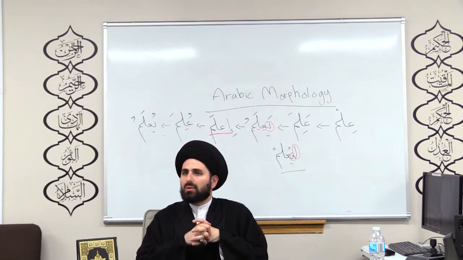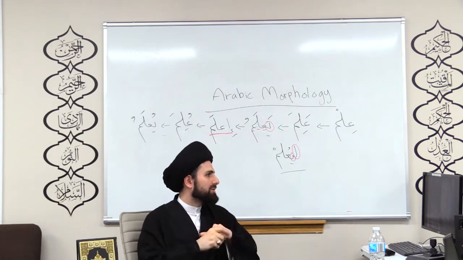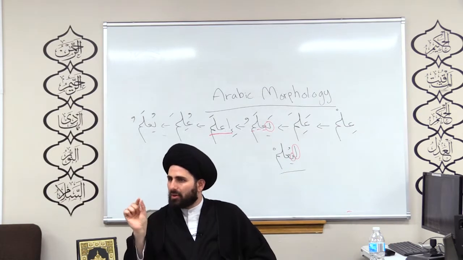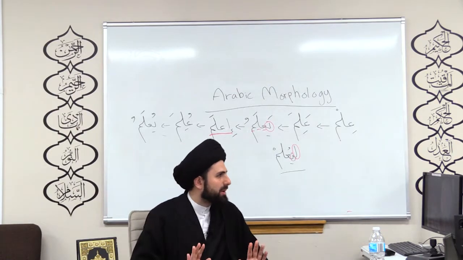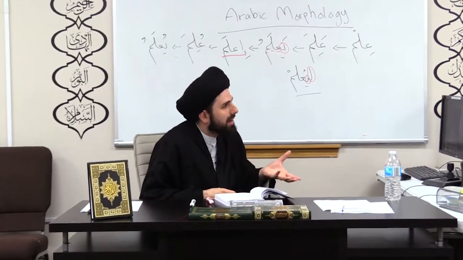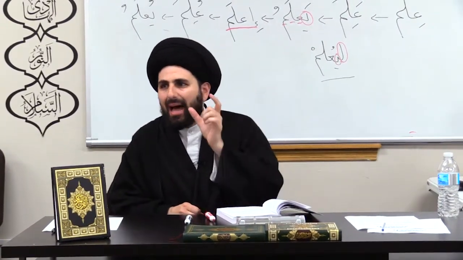Now when it comes to Arabic words, not particles, nouns, what is the minimum number of letters in Arabic that form a word? 3. Every Arabic noun, not a preposition like fi. We're not talking about the particles and the huruf. We're talking about al-asma. In Arabic, every noun must be at least 3 letters or more.